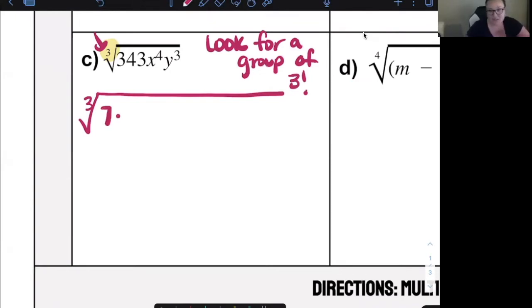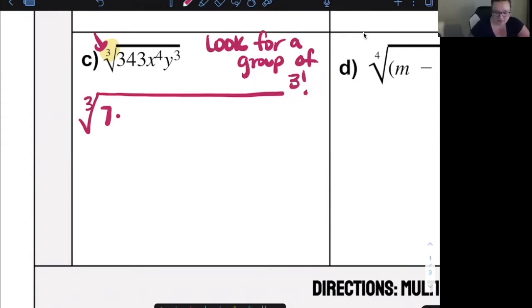7 times something. Then break down x to the 4th and y cubed. Look for your groups of 3. Bring out what represents that group of 3 in front of the radical, and then leave what's left under the radical and see what you get. Go ahead and just try to do this on your own. See what happens.